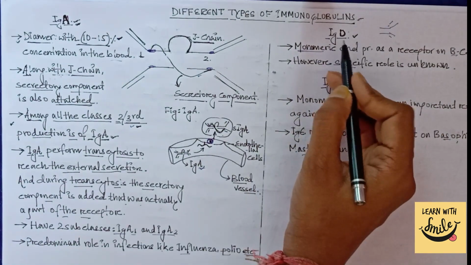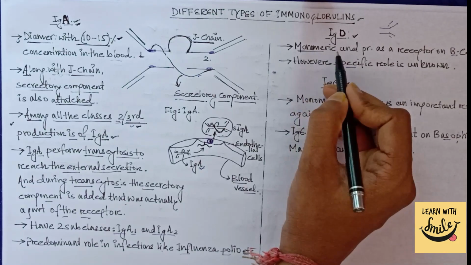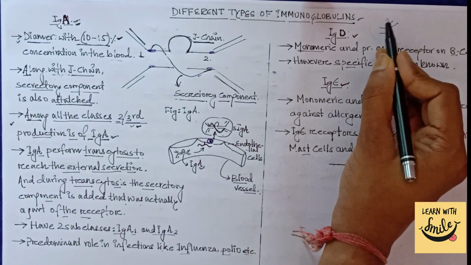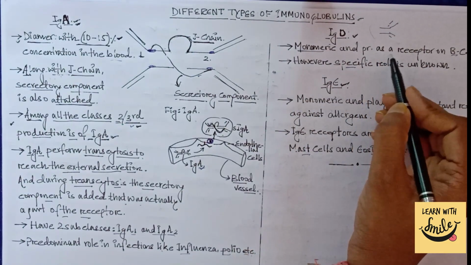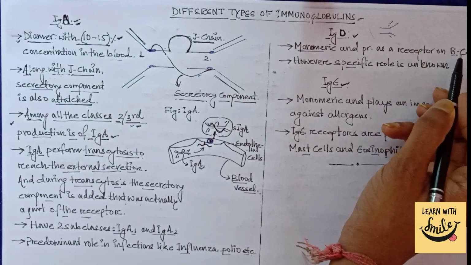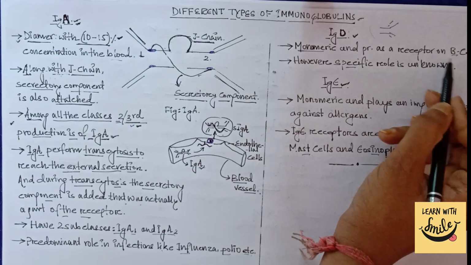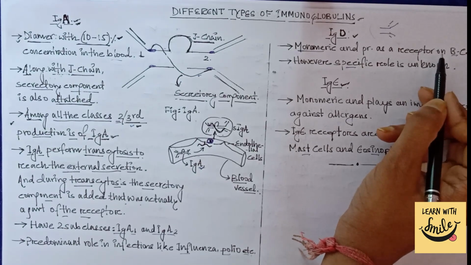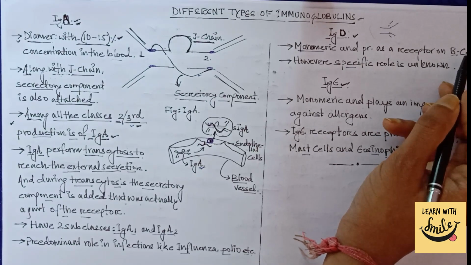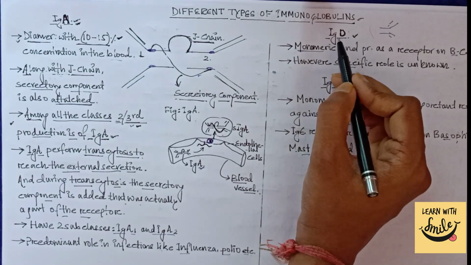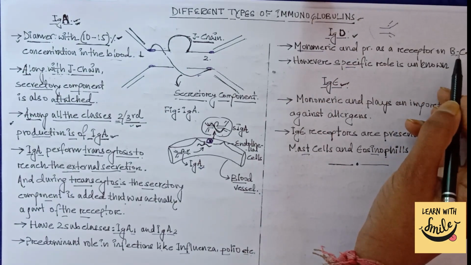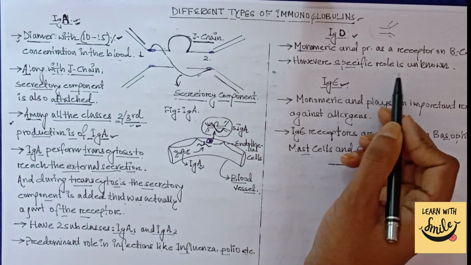Then comes immunoglobulin D. Basically it has a monomeric structure, for example a typical antibody structure, and it is present as a receptor on B cells. So B cells are the mother of all the immunoglobulins. As I have already discussed, immunoglobulins are a product exclusively of the B cells, and immunoglobulin D is present only as a receptor on B cells. However, the specific role is unknown.